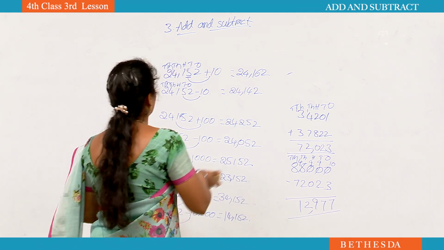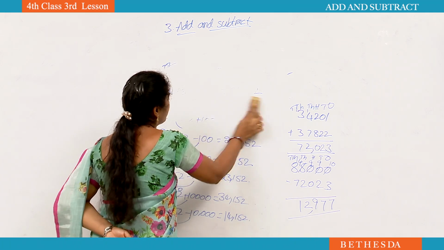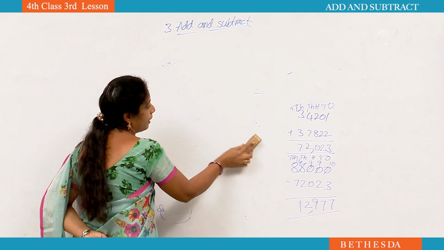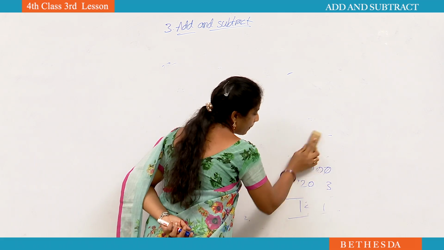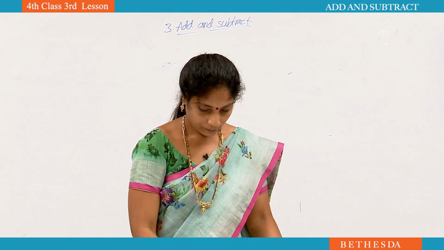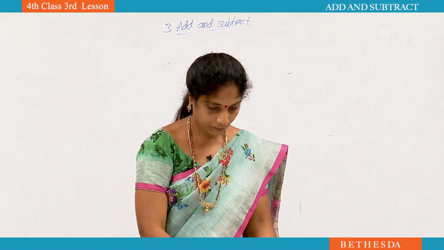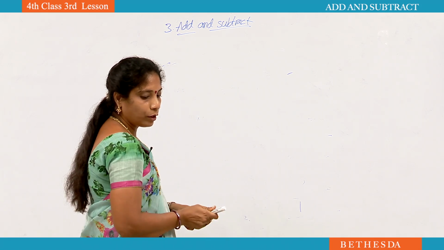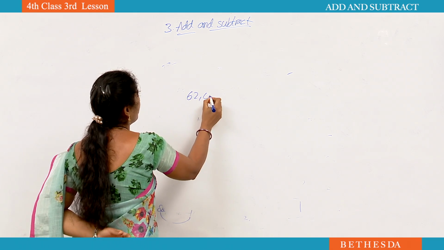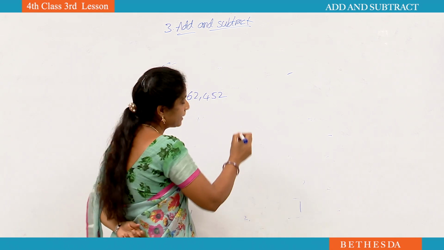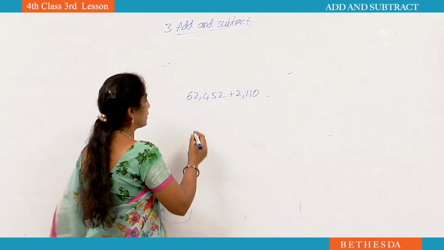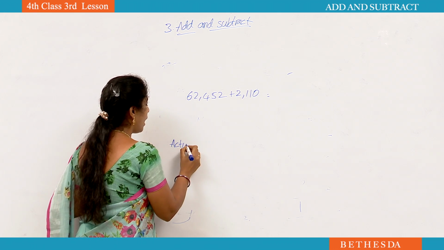Estimated value, we already learned in a previous lesson. Now how to find the actual amount and estimated amount we are going to learn in this lesson. For example, see here. Here we are going to learn actual amount and estimated amount. 62,452 plus 2,110. We have to find the actual amount. See here, I am finding the actual amount.